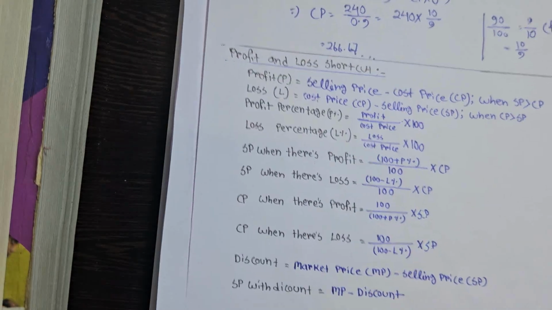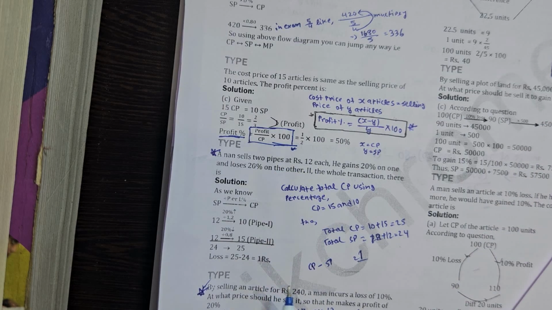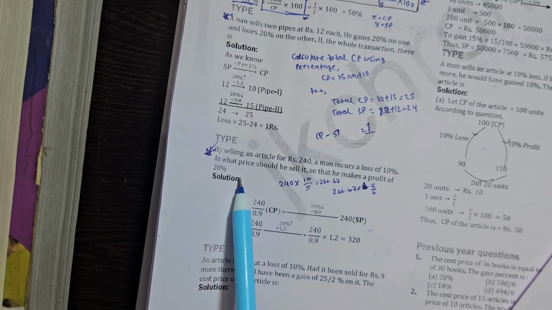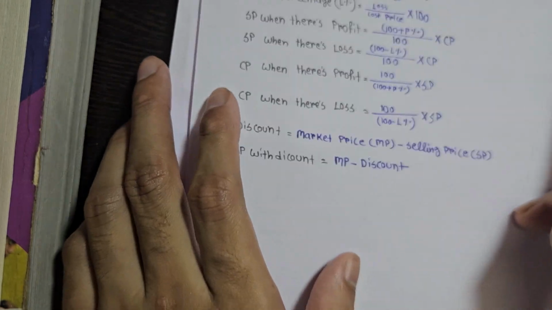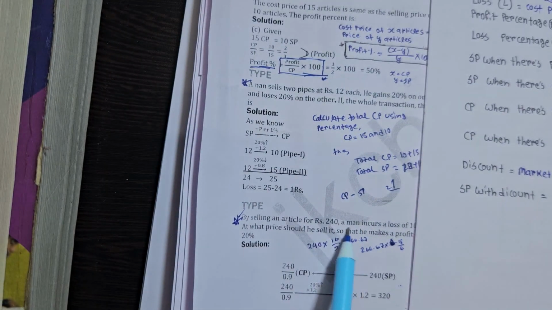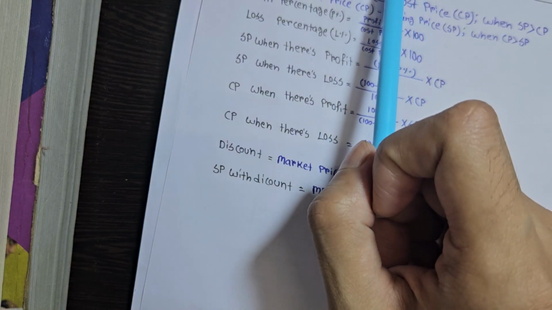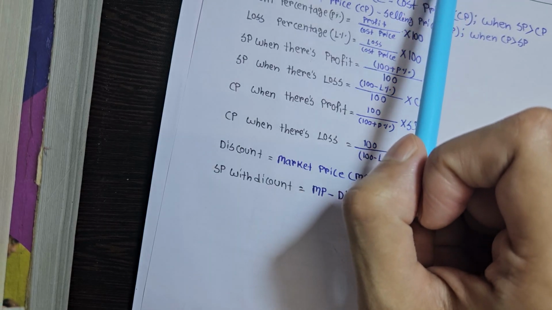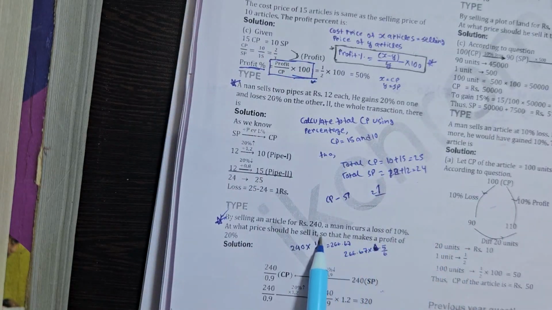We'll see the question here. I think it is this question: by selling an article for 240, a man incurs a loss of 10%. At what price should he sell so he makes a profit of 20%? So by this process, we wrote the selling price of 240 and a man incurs a loss of 10%, so 1 minus 10 by 100 is 0.1, and 1 minus 0.1 is CP into 0.9. We wrote 0.9 in fraction form for easier calculation, and we got 266.67.